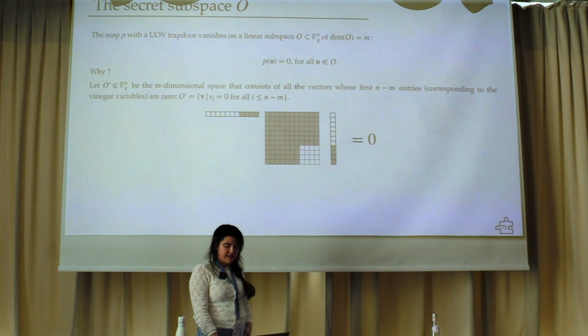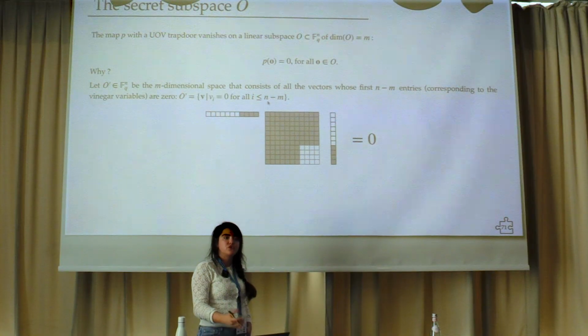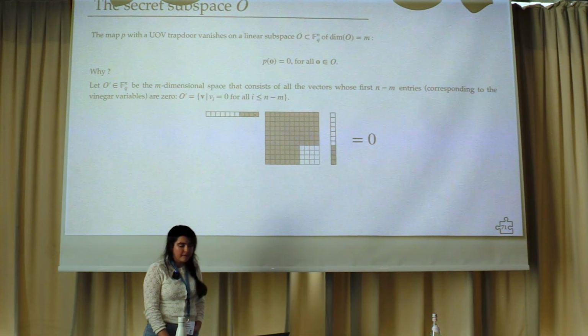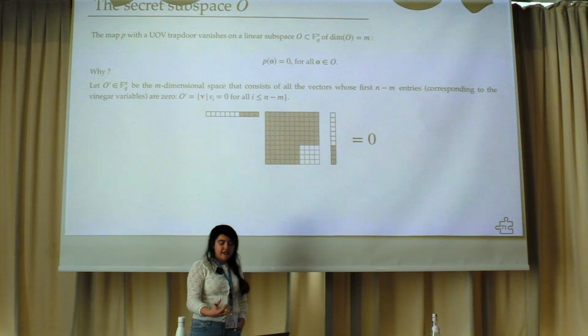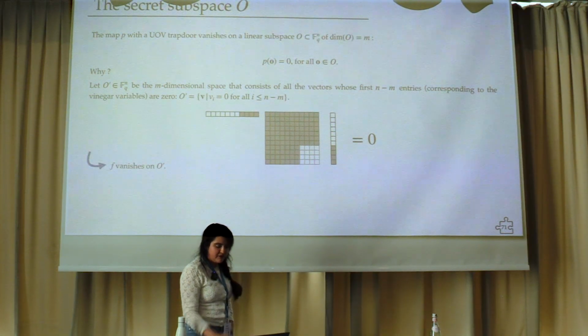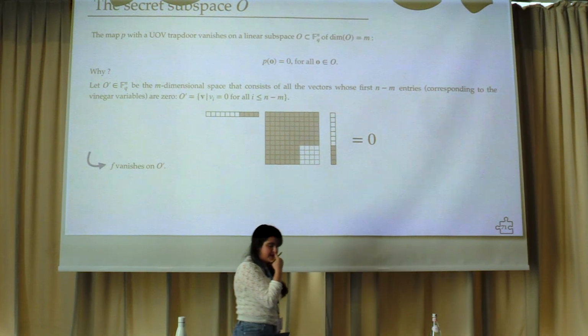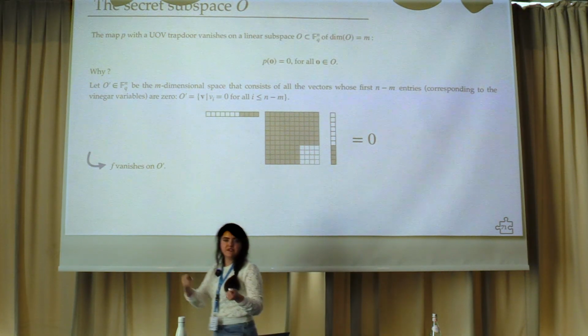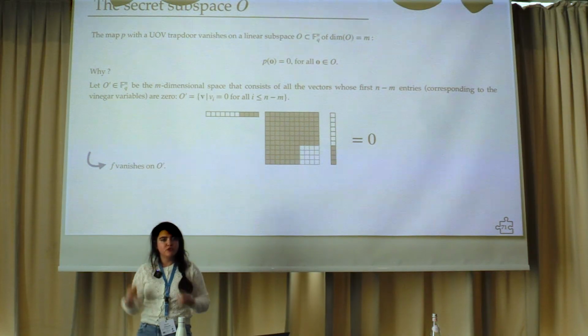So, what is the dimension of that subspace? How did I describe it? You have some fixed variables in the beginning of your vector, and then you have m free variables, okay? So it is an m-dimensional linear subspace. Okay, and I convinced you that this central map vanishes on this linear subspace, right? Then we also said that between the central map and the public map, we have this isomorphism, so a one-to-one correspondence between the solutions.